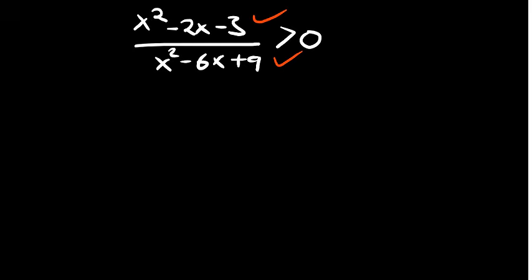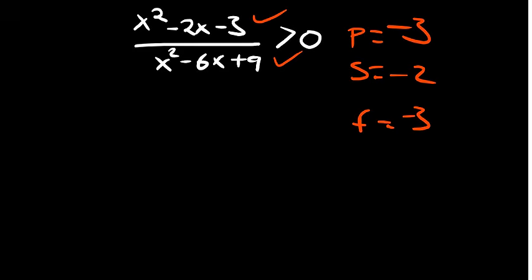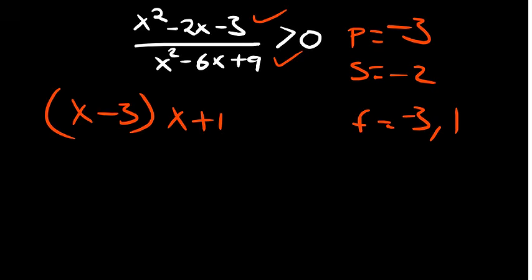So for the numerator, we have the product of -3. The sum is -2. What are the factors? So what numbers can you multiply to give us -3 and add to give us -2? It's -3 and 1. So we have x minus 3, and we also have x plus 1.